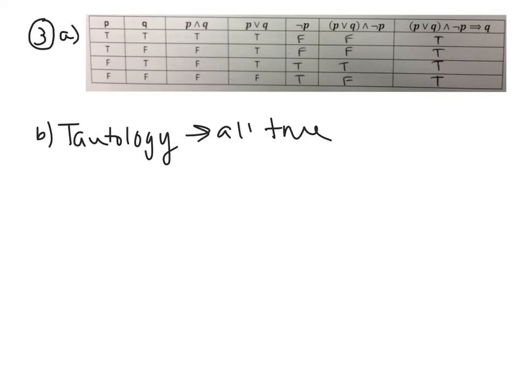Part B asks us for a word that describes the argument of that last column, P or Q, and not P implies Q. And it's a tautology because all of these in the last column are true.